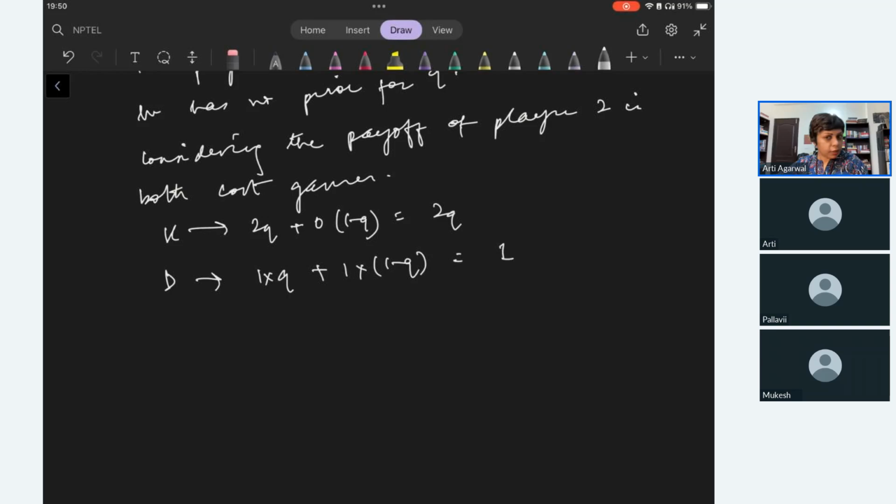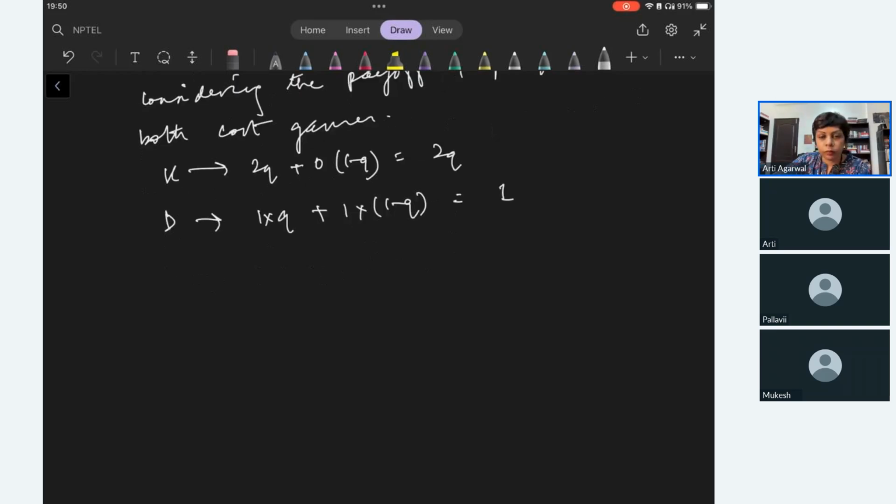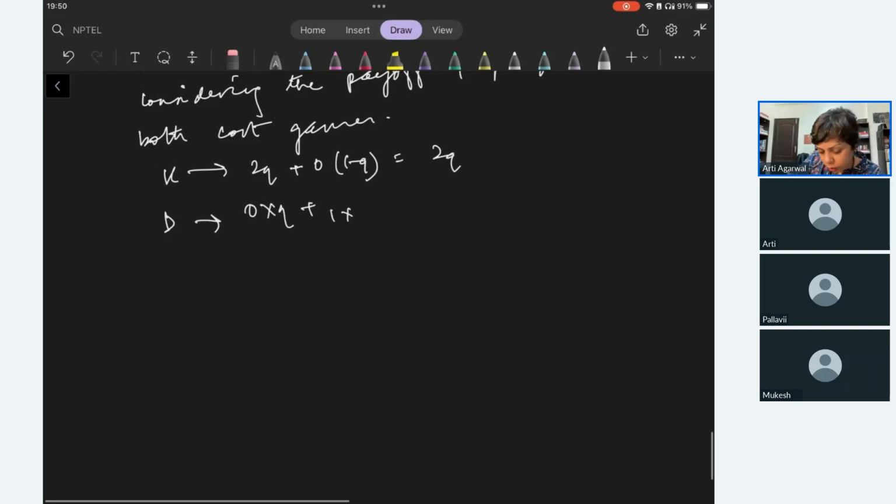Okay, so this is where we're at. Now we are going to compare the payoffs in both the scenarios. Why will it be 0 into Q? No, the first term is not 0. Oh, sorry, we're taking the payoff of player 2. Did I make any other mistake? No. Okay, 0 into Q plus 1 into 1 minus Q. So this is 1 minus Q.